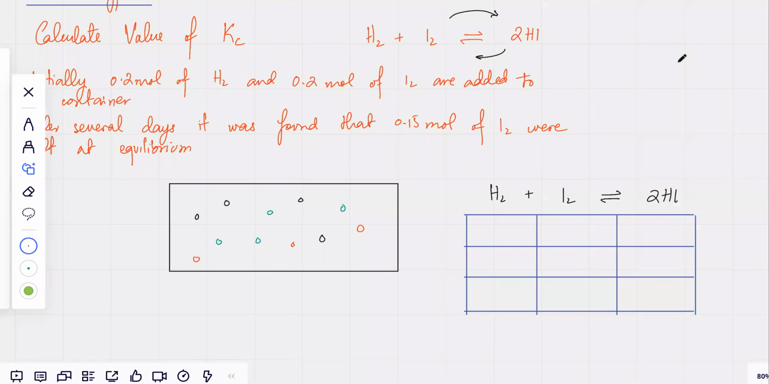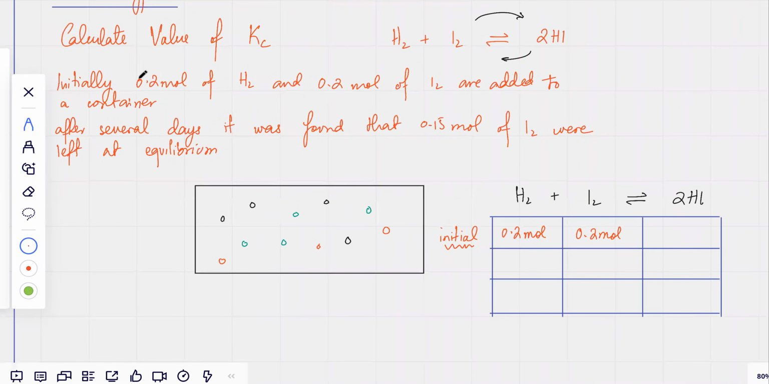So here we've got our table. The table is going to have two rows. The first one has your initial moles. Like, what did you do initially? What was the container? What did the container have? So it had 0.2 moles of H2 and it had 0.2 moles of I2. Okay, that's what you did. Like initially, right at the beginning, you added 0.2 moles of H2 and 0.2 moles of I2, and there was nothing, there was no HI present, right?